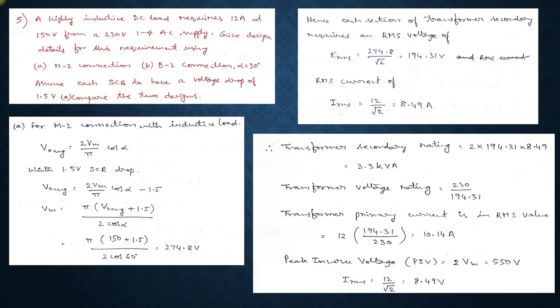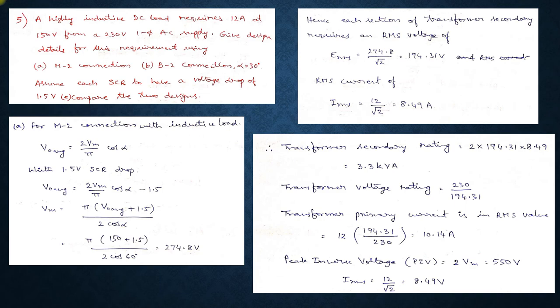Therefore, the transformer secondary rating is 2 VI, that is 2 into 194.31 into 8.49. Why? Because whatever we are discussing now is for one half cycle. For the second half cycle, it should be one more, so the transformer output should be doubled. We have already discussed VAN and VBN, so it will be VAB. We are discussing only VAN here, so it should be doubled.